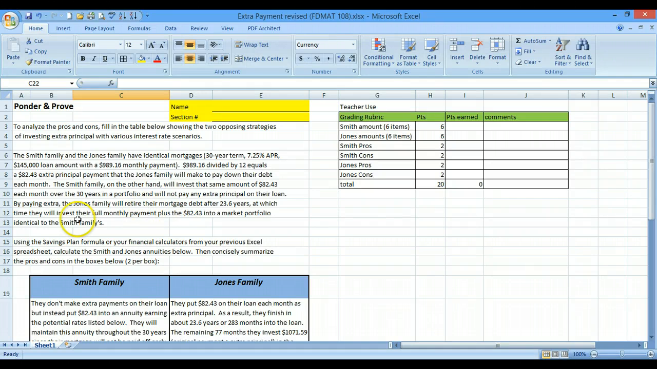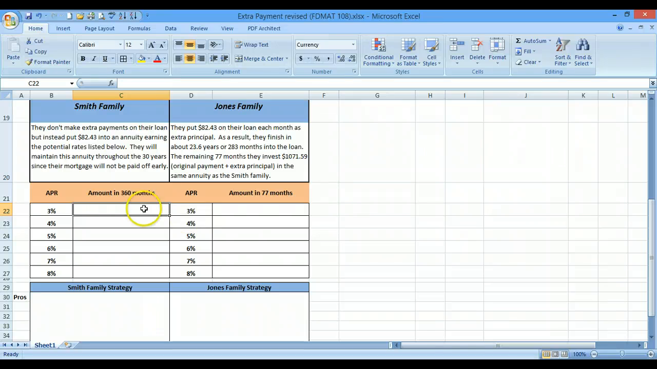And it states by paying the extra, the Jones family is going to retire their mortgage debt after 23 years. This shortens their debt from the 30-year loan to 23 by almost 7 years. At which time they will then take their monthly payment because their debt is paid off. So they're going to take that money that they've already laid aside and their $82 and put it into the same market portfolio as the Smith family.